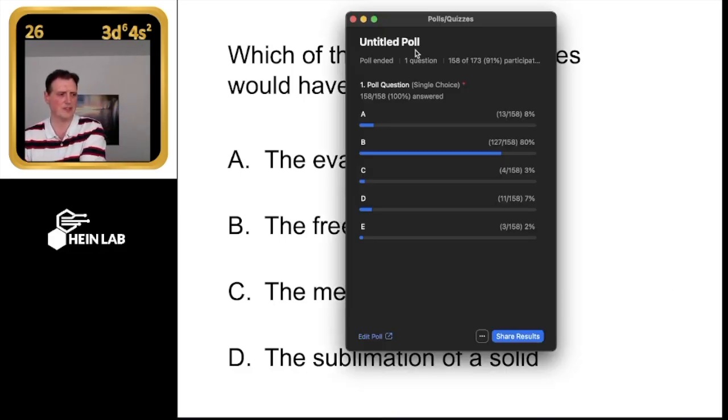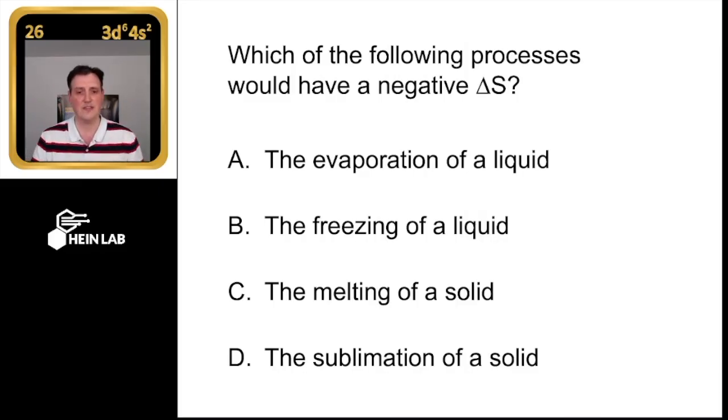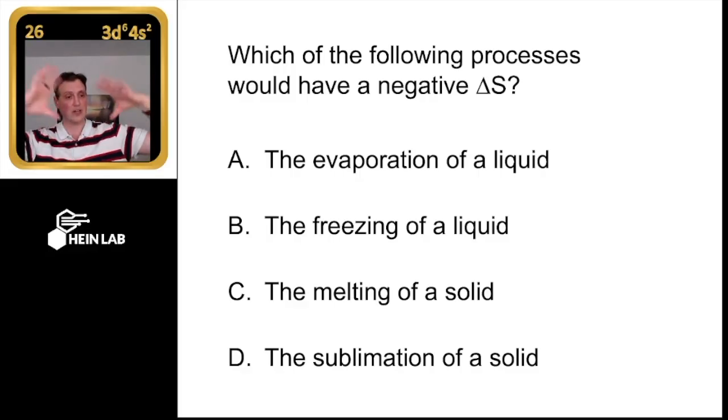Yes, B absolutely is correct. If you look through these, right? Evaporation of a liquid, we are moving from a liquid to a gas. That's generally an increase, and not only that, liquids have less entropy than gases, so we're increasing there. Melting of a solid, that's a solid to liquid transition. Again, that's a positive delta S.